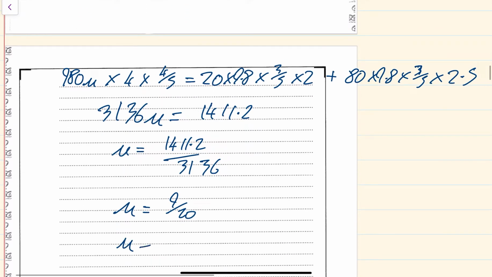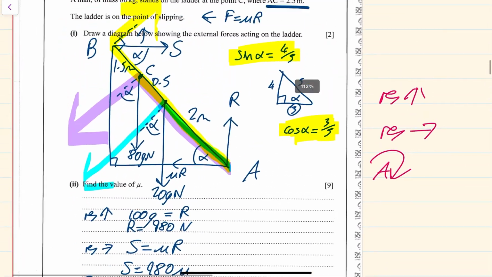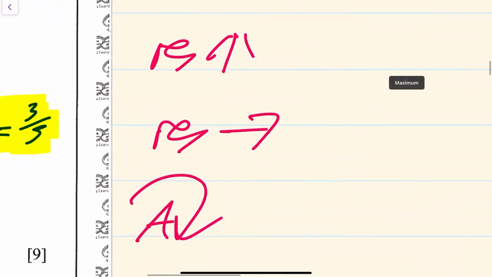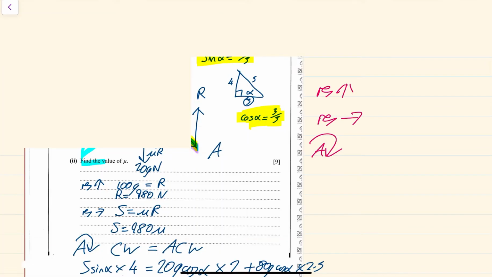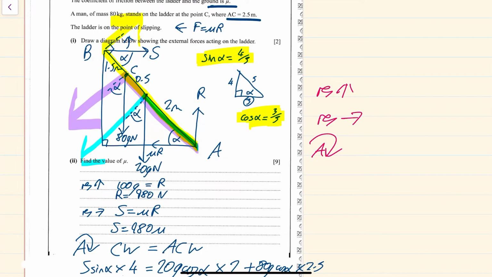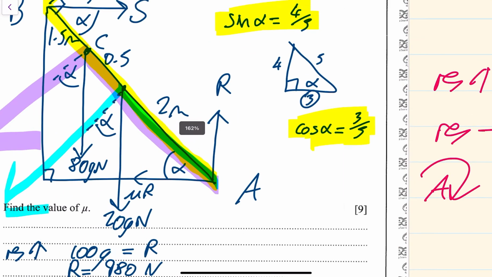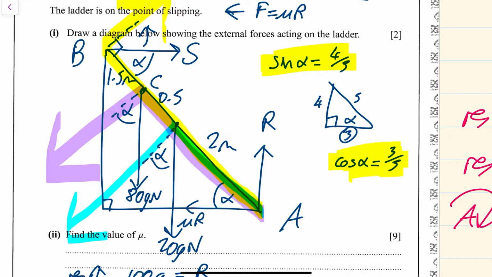If you don't like that, write it as a decimal. It's 0.45. But the takeaway from this is the following. You've got 3 things you can do: resolve vertically, resolve horizontally, take moments. Absolutely no excuse for not starting that. Sometimes all you need to do, quite often all you need to do in these questions, is take moments about the point A, the bottom of your ladder.